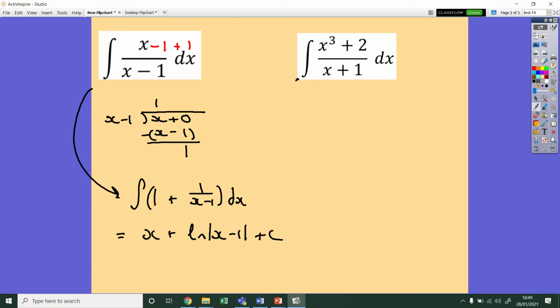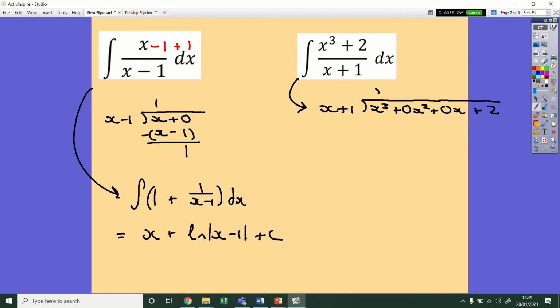Great. Okay, last example. This time we've got a cubic on the numerator and a linear on the denominator. That's clearly going to need a long division. And again, I'm going to fill in the gaps in my polynomial with zeros, so it's x cubed plus no x squareds plus no x's plus 2.